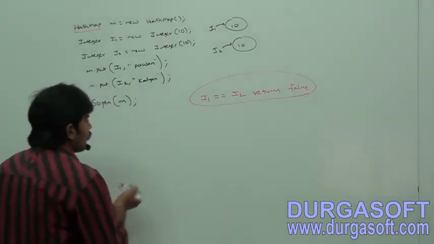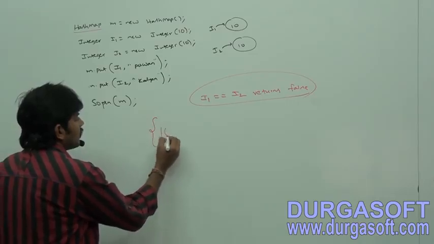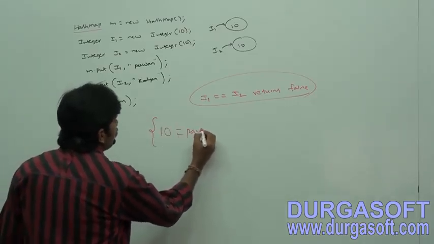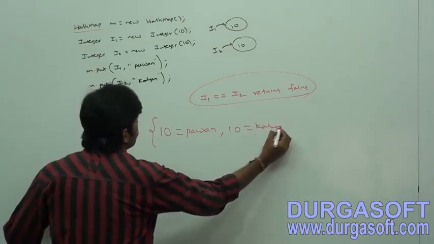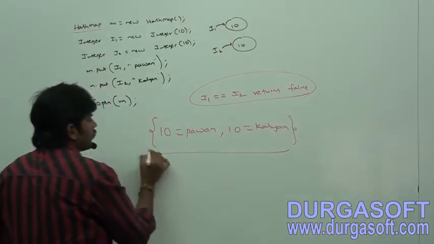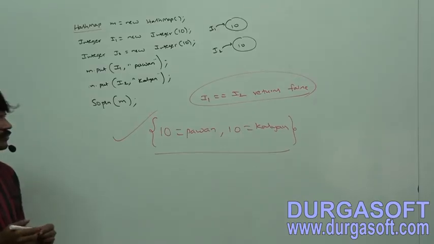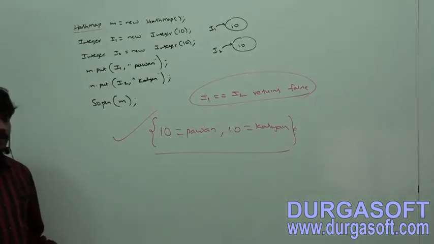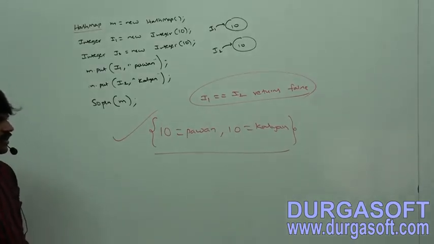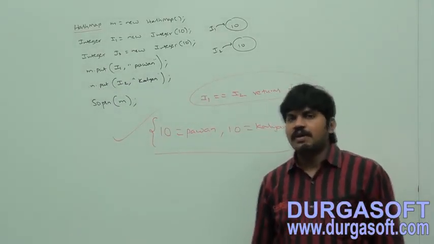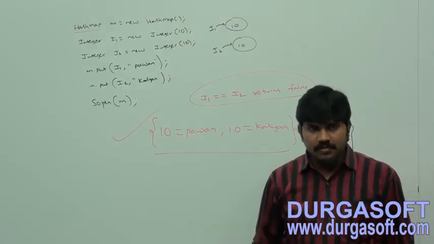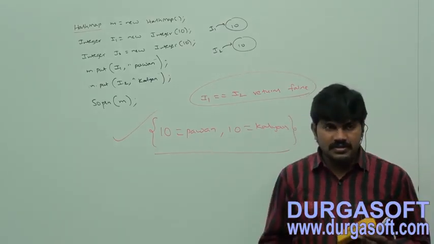In this case, can you spell out what output we got? {10=Pawan, 10=Kalyan}. Both entries are there. Right? So have you observed the difference between HashMap and IdentityHashMap? More or less both are exactly the same.